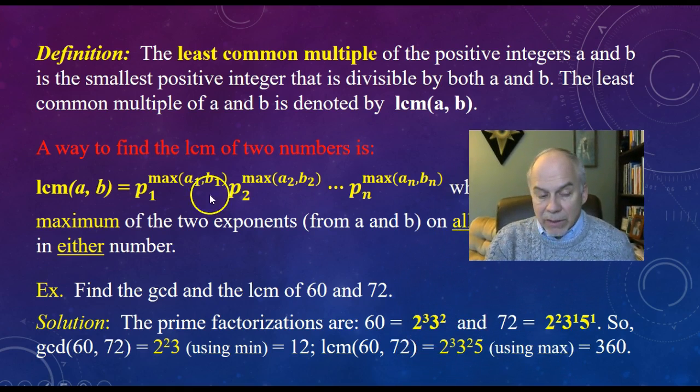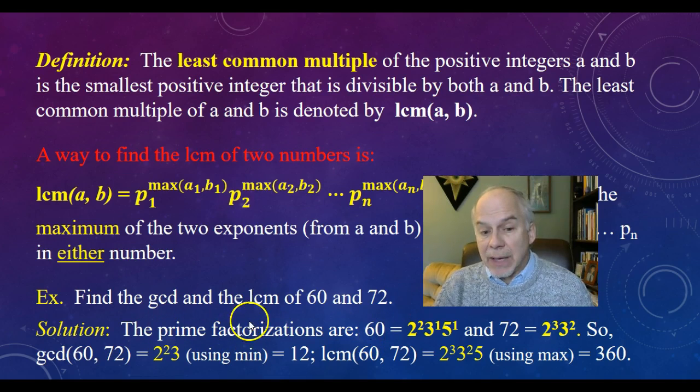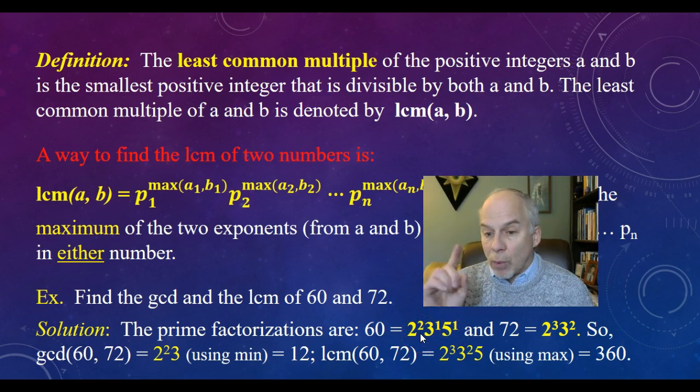Okay, so here's an example. It says find the GCD and the LCM of 60 and 72. So first we find the prime factorizations of both numbers. 60 is 2 squared times 3 times 5. You just have one 3 and one 5. 72 is 2 to the third power times 3 to the second power.